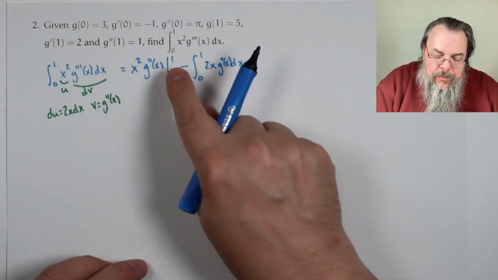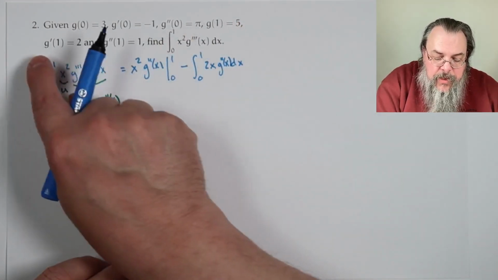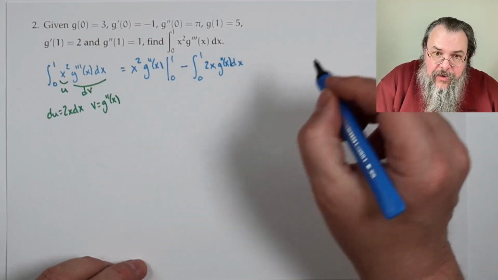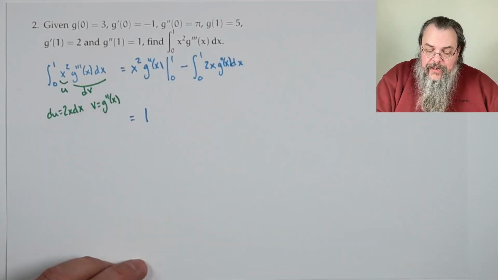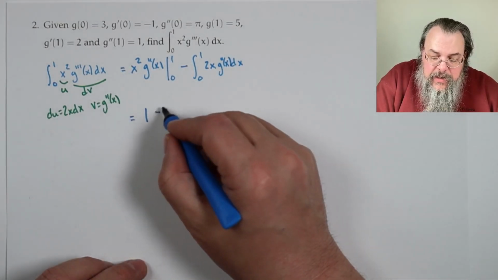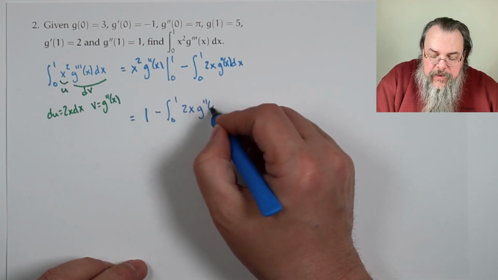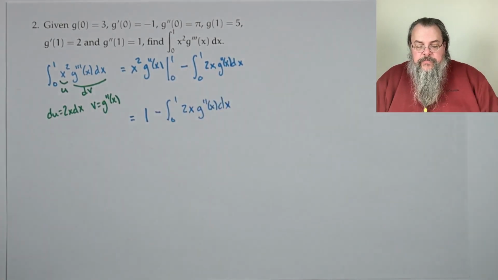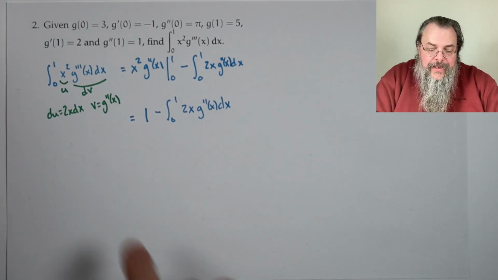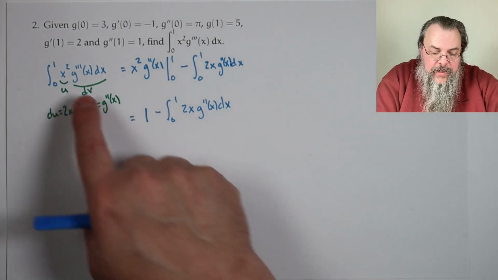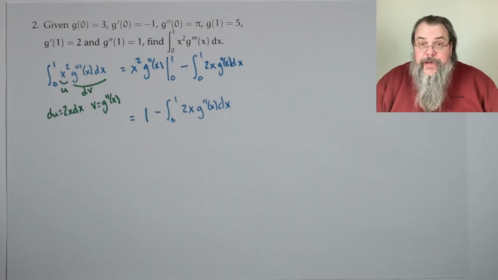Now, what happens when you plug in 1? You get 1 squared times g double prime of 1. And g double prime of 1 is 1. Okay, so this is equal to 1. That's just this evaluation. Okay, and then, of course, what we have here: the integral from 0 to 1 of 2x g double prime of x dx. All right, progress. Now we have a little bit simpler integral, right? Not third derivative, second derivative. Not x squared, x. Progress. But of course, we'd always like more.